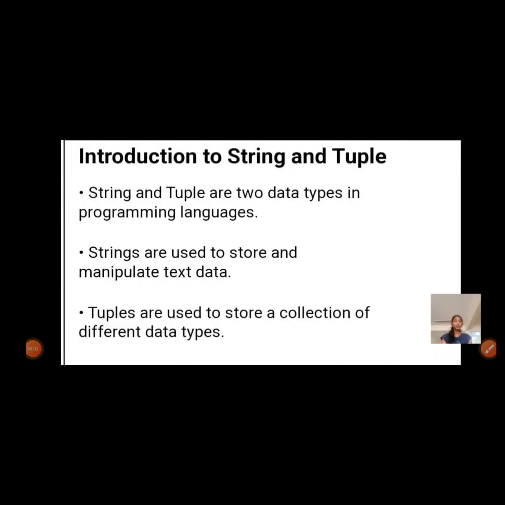Introduction to string and tuple. String and tuple are two data types in programming languages. Strings are used to store and manipulate text data. Tuples are used to store a collection of different data types.